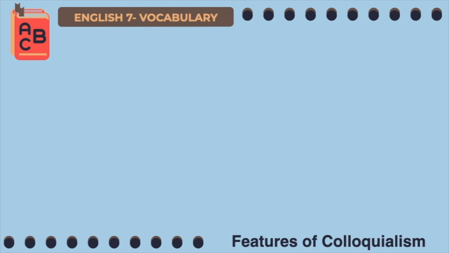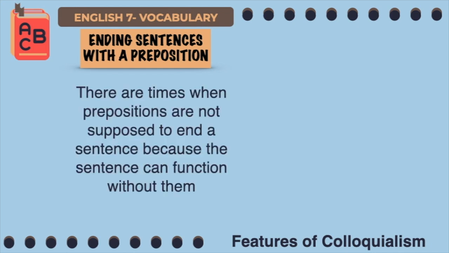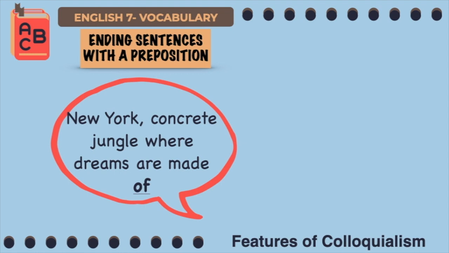The last feature of colloquialism is ending sentences with a preposition. In this feature, there are times when prepositions are not supposed to end a sentence because the sentence can function without them. Examples of prepositions are of, at, with, in, by, and from. Here is an example sentence ending with a preposition.